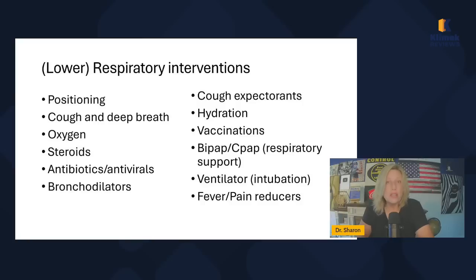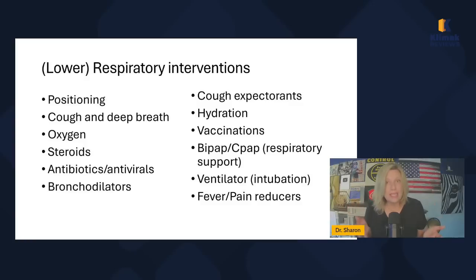We can position them. If they're short of breath or dyspneic, we can position them. If they're coughing or they have fluid in their lungs, we can do coughing and deep breathing. If they're hypoxic, we give them oxygen. If it's an inflammatory process, pneumonia, COPD, these are inflammatory processes, we can give them steroids. If it's an infectious disease like pneumonia or TB, we can give them antibiotics or antivirals.